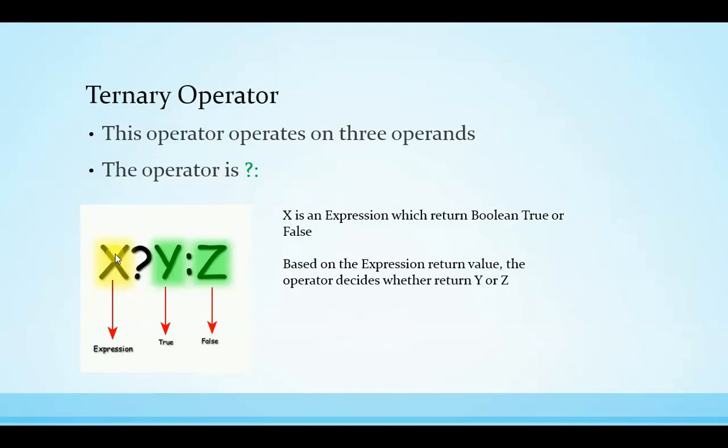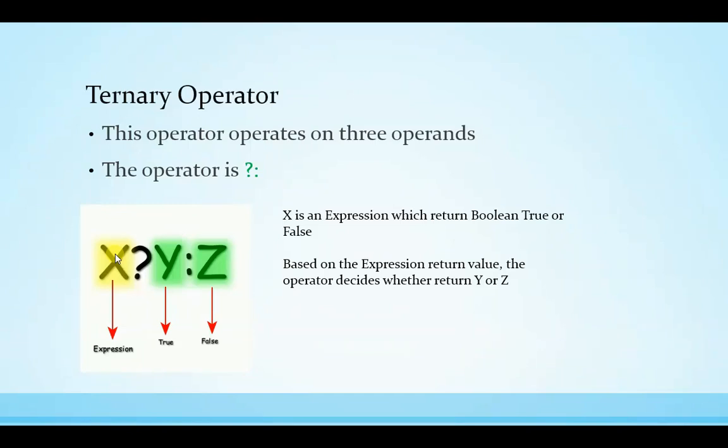The only condition on the X side is it should evaluate to true or false. Y and Z can be anything. It can be a mathematical expression or it can be a Boolean expression. So it will return a value of the same data type. For example, if Y returns a string, then it's good that Z also returns a string. Otherwise, the expression is dangerous to use.